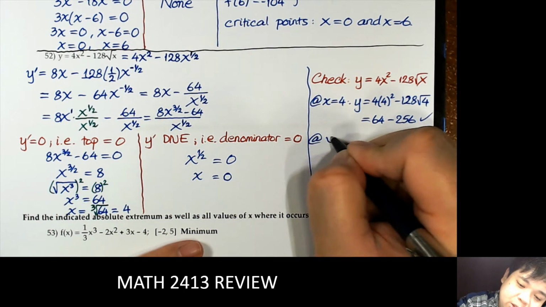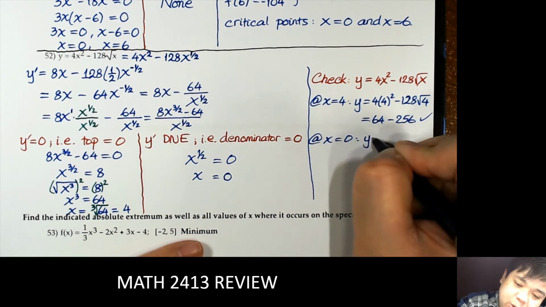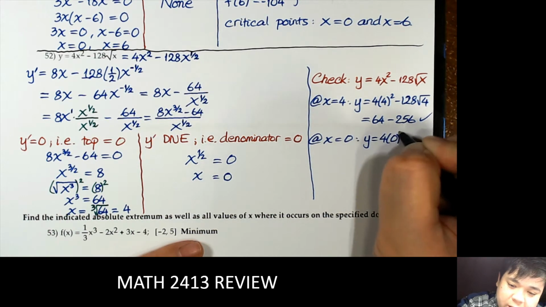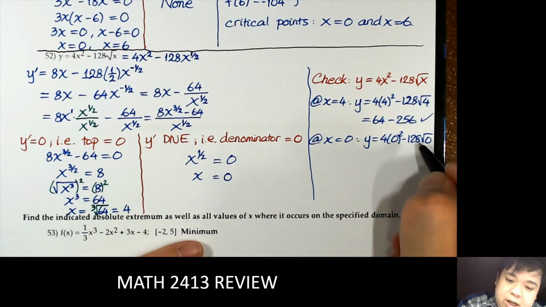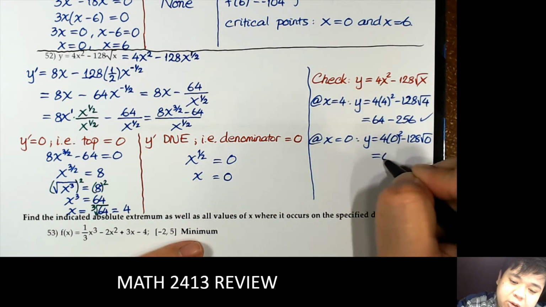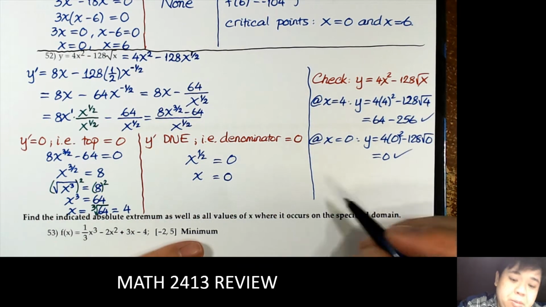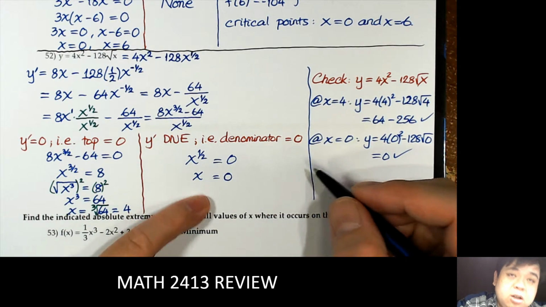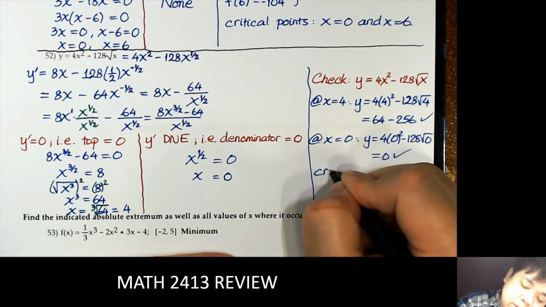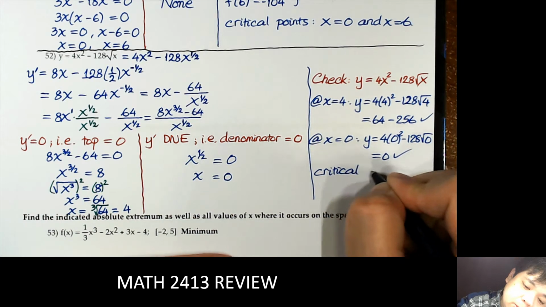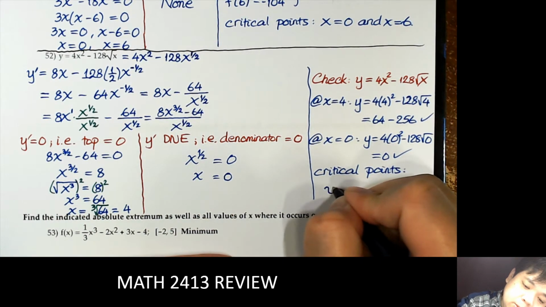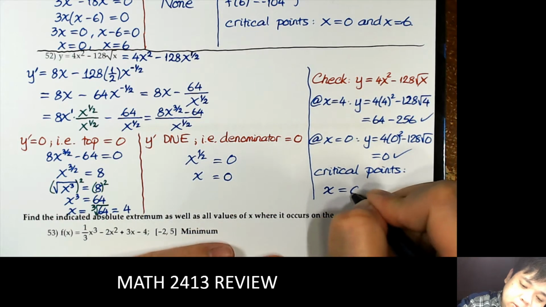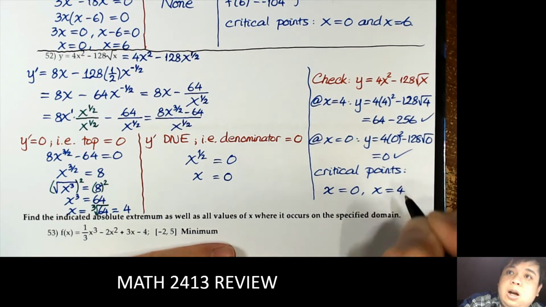At x equal to 0, y equal to 4 times 0 squared minus 128 square root of 0, and of course that is just 0. So both of them are defined, and so those are the critical points: 0 and 4.